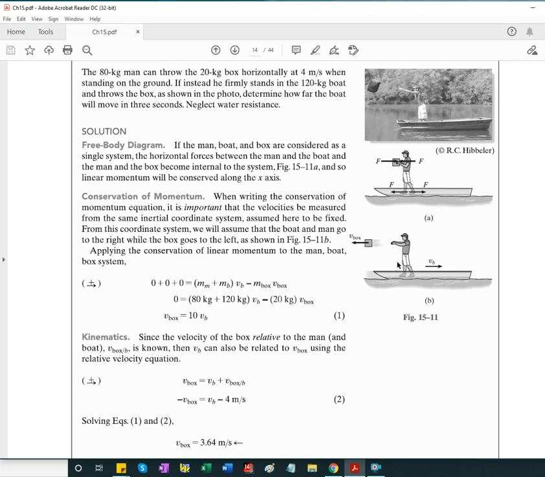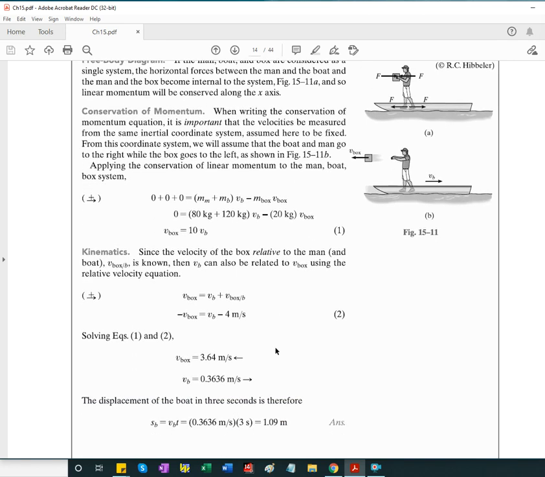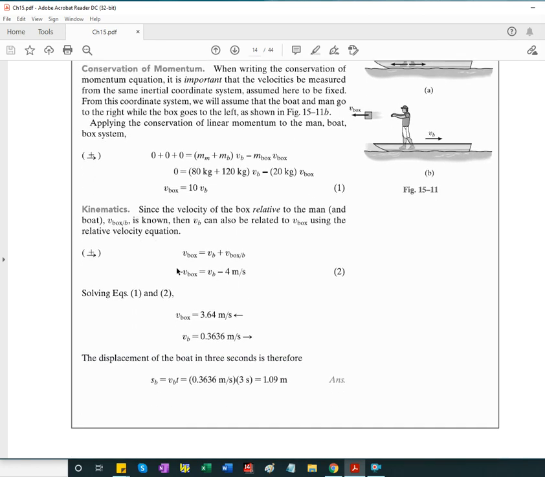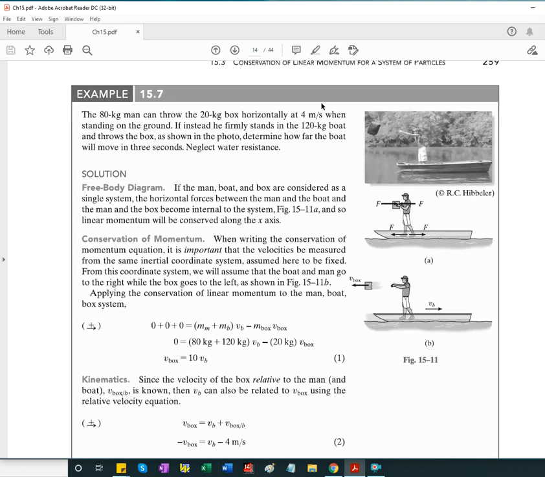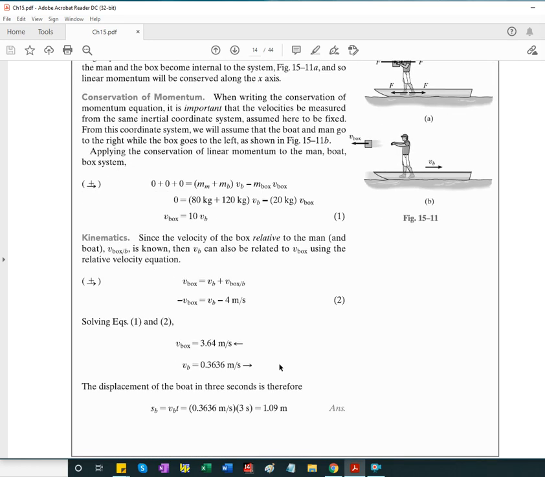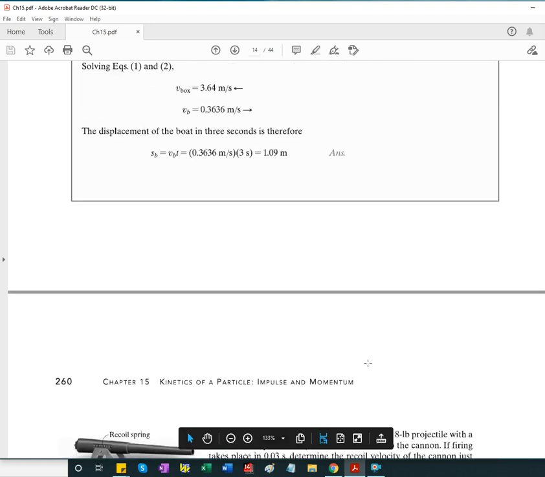And the boat is already moving when the box leaves the arm of the person. And that's why the relative motion equation: velocity of the box equals velocity of the boat, plus velocity of the box relative to the boat. But other than that, the conservation of momentum equation was used with this correction that the velocity of the box is relative to the boat.